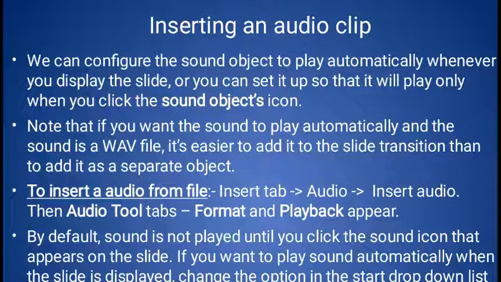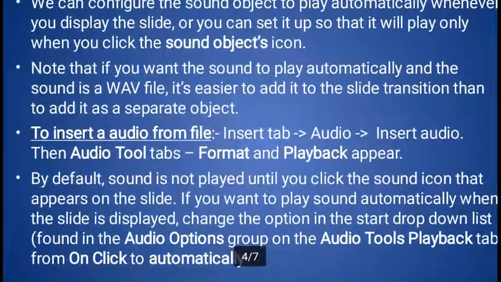Okay, so it is easier to add it to the slide transition than to add it as a separate object. To insert audio from a file, go to the Insert tab, click Audio, then Insert Audio. Then we can also control the audio playing function. Then the audio tabs, Format and Playback, appear. This new option appears when you insert audio. By default, sound is not played until you click the sound icon that appears on the slide.